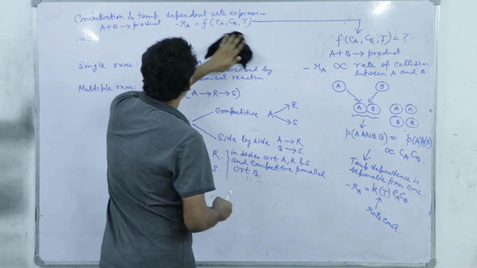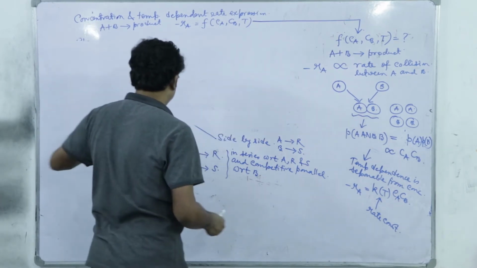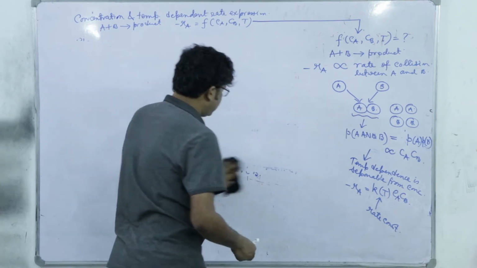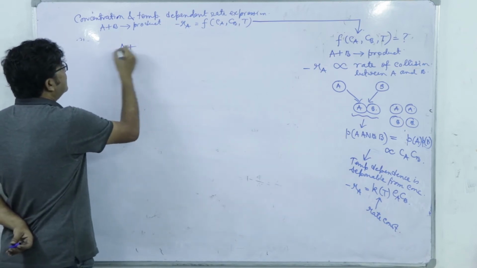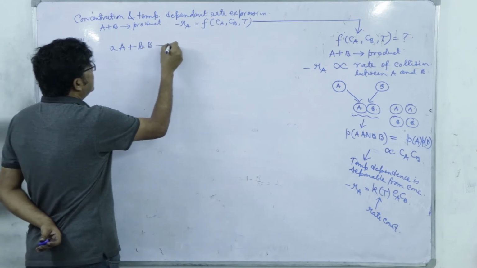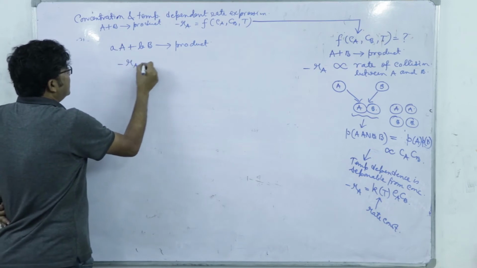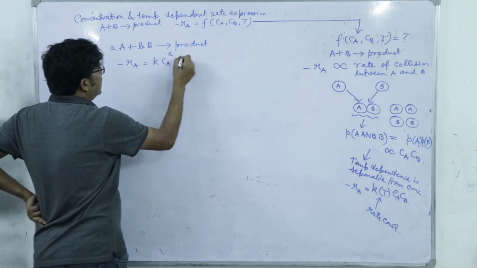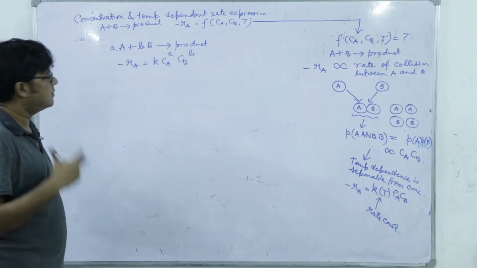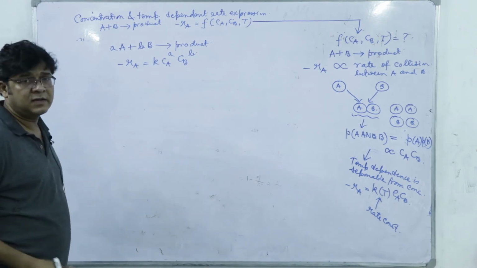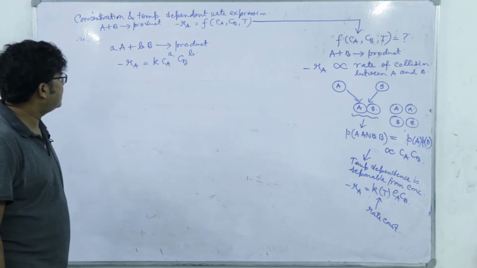So that's the scheme of representing a reaction. So evidently, if I think of reactions aA plus bB giving product, we can write that minus RA is equal to K into Ca to the power a, Cb to the power b. That's a molecules of species A and b molecules of species B, they must be together and they will react. So this is the rate expression, right.